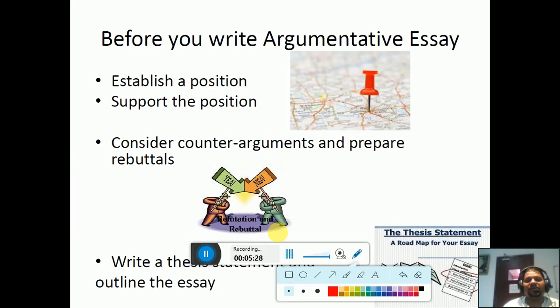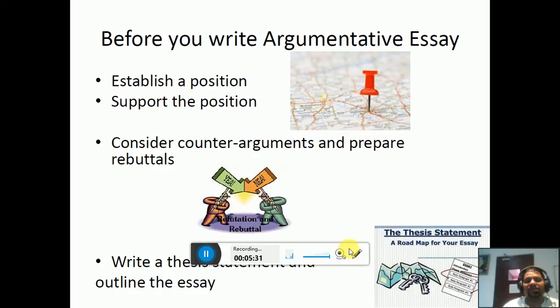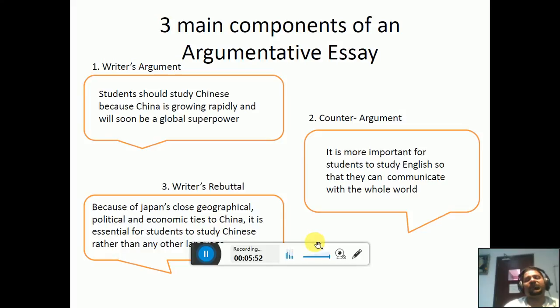Okay, so then I need to write the essay outline. Before I write my argumentative essay, I need to make an outline, to put the framework which I'm going to use, which I'll explain in the next slide. Now remember, when you're writing a counter argument, this is very, very important. There are three main components for counter arguments. First is the writer's argument, second is the counter argument, and third is the writer's rebuttal. So three components for an argumentative essay: writer's argument, counter argument, and writer's rebuttal.